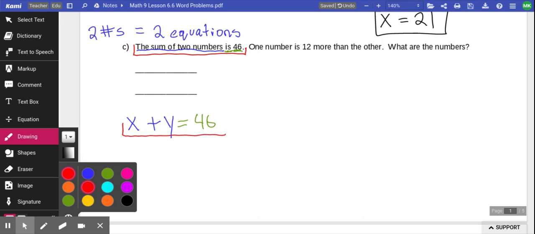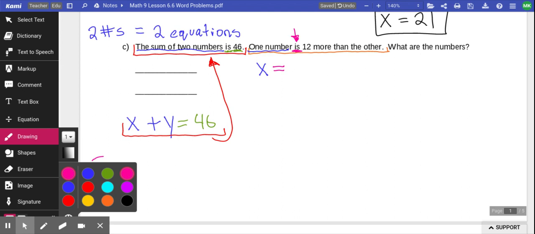This first equation is coming from this first sentence. Because I have two letters, x and y, that means I should have two equations. So I notice that the second sentence over here should create the second equation for me. When I read this one, it says one number, so we don't know which one. We're just going to say x. One number, x, is means equals. Every equation should have an equal sign somewhere.